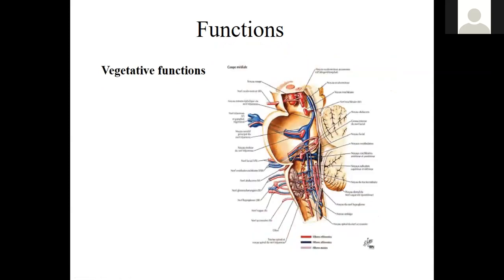And the medulla oblongata has vegetative functions because through the gray matter present in the medulla oblongata, it controls some basic functions of the organism linked, for example, to the cardiovascular system functioning, linked to the respiratory system, the centers for respiration, the cardiovascular centers, vasomotor centers.